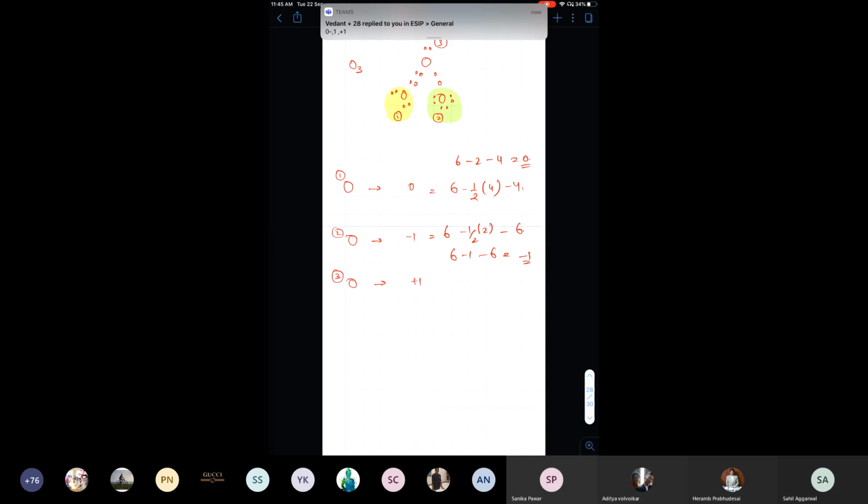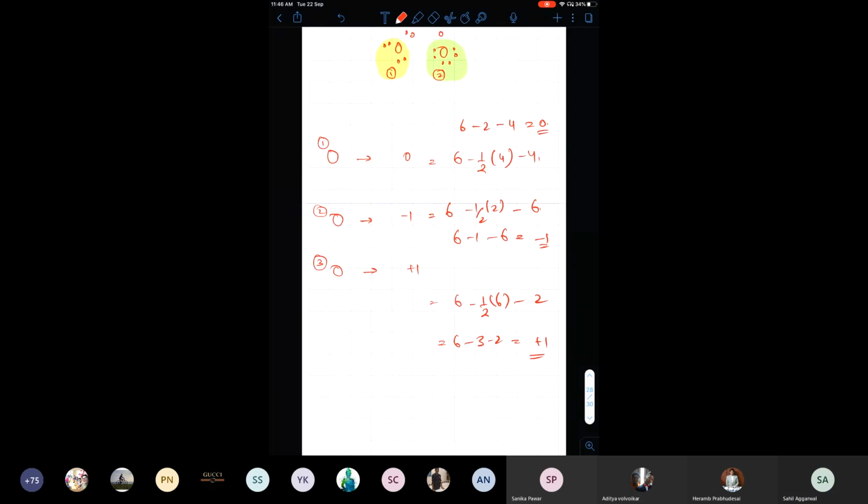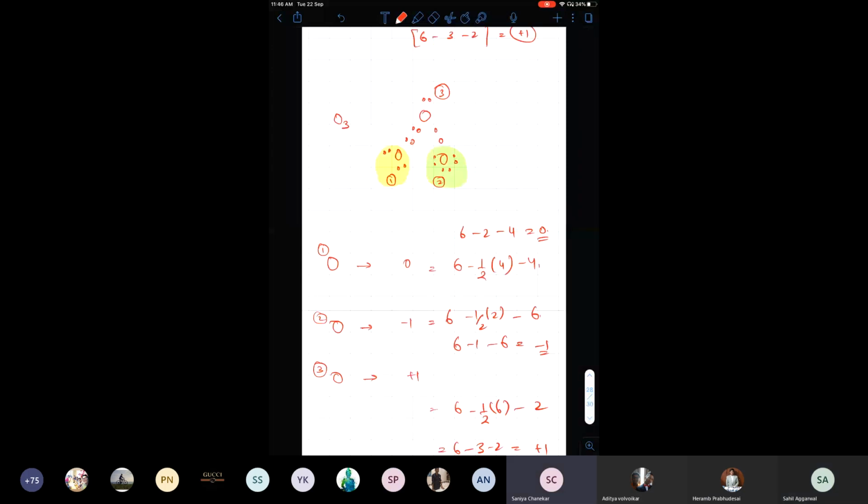Any doubt? No, sir. I'll do one more. 6 minus half of 6 minus 2. 6 minus 3 minus 2 is plus 1. Any doubt? So we have to draw the structure. Yes, you have to draw the structure for your school.